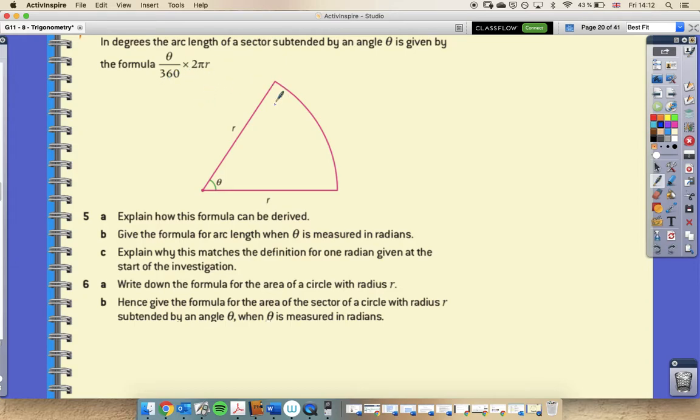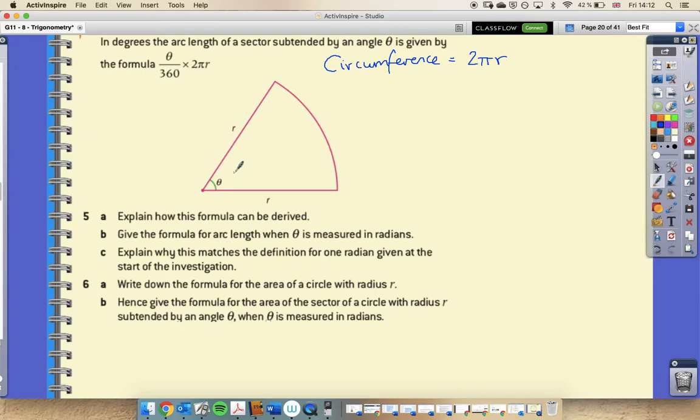So if we're trying to find the arc length and we know the angle of our sector in degrees, we know the radius, we'd start by thinking, well, I know what the circumference of a circle is. The circumference is equal to 2 pi r. That would be for a whole circle. If I know that I've got some angle for this sector, it means I've got a portion of that circle.